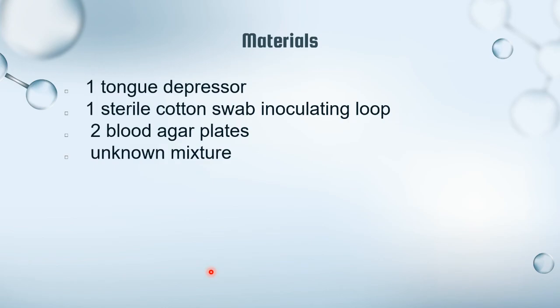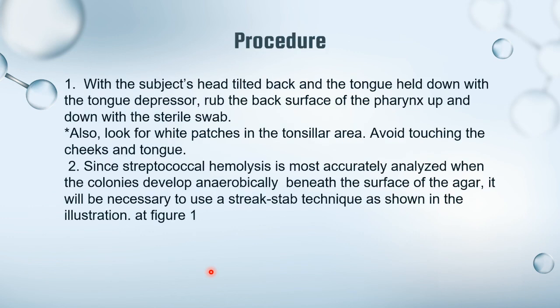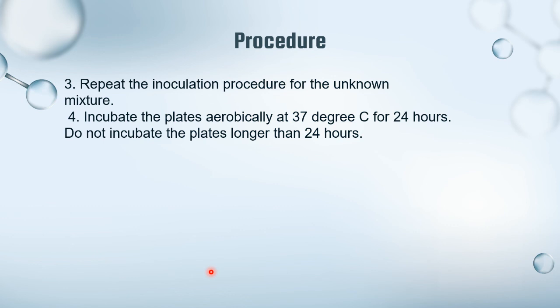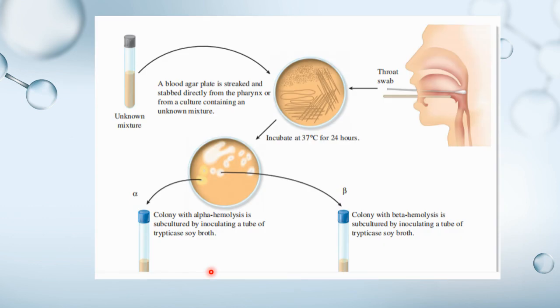Sample inoculation or sample procedure, for example. Let's say we take a sample from the pharynx of a patient. We can do it directly from the pharynx, or we can use an unknown mixture or broth. If you're going to be taking a sample directly from your patient, you can use a cotton swab, and swab directly on the pharynx.